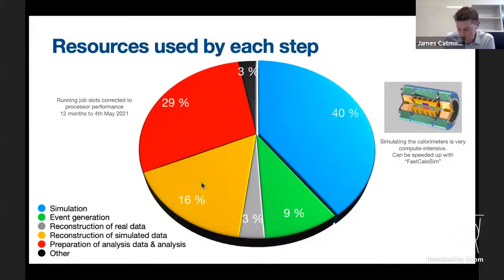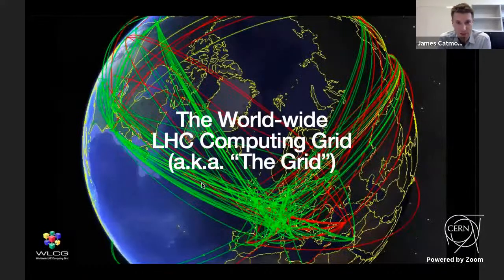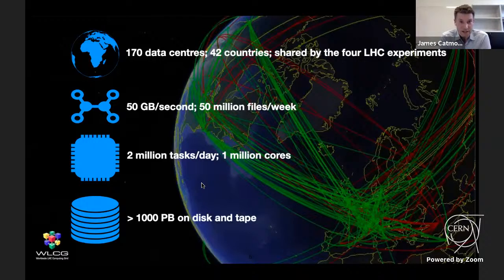Now, you're probably asking, what do we actually run all of this computation on? And the answer is we use something called the Worldwide LHC Computing Grid, which is known in our field as the grid. And the grid is a network of 170 data centers spread out across 42 countries.